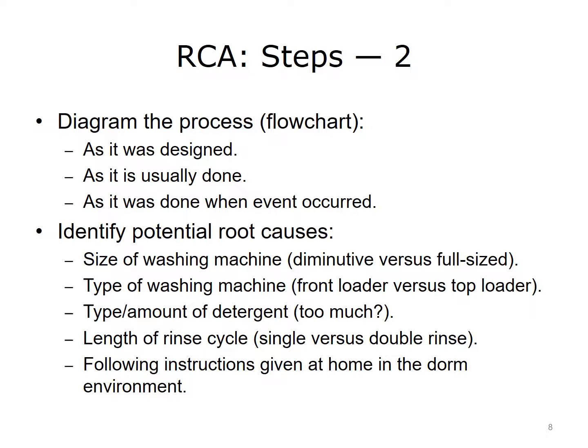In examining these steps, it was discovered that the dorm washing machine was much smaller than the home machine, was a front loader versus a top loader, required much less detergent and a different concentration of detergent, and only had a single rinse cycle, while the machine at home had an automatic double rinse cycle. The teenager had followed her parents' instructions to the letter. Unfortunately, the equipment was different, and she did not know to alter her procedure in response to these differences. Her clothes retained soap, rubbed against her skin, and caused the rash.